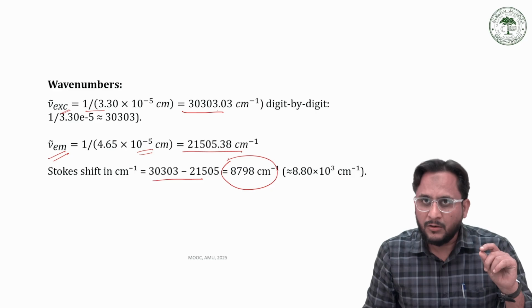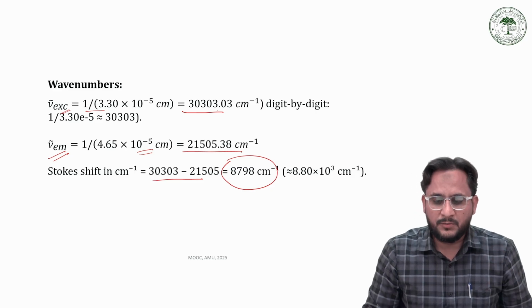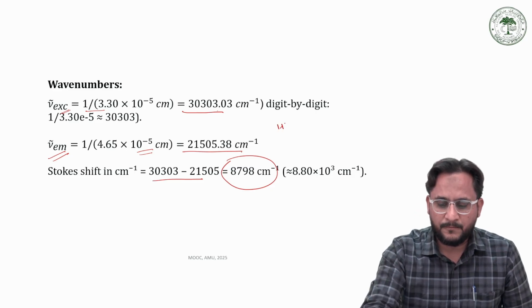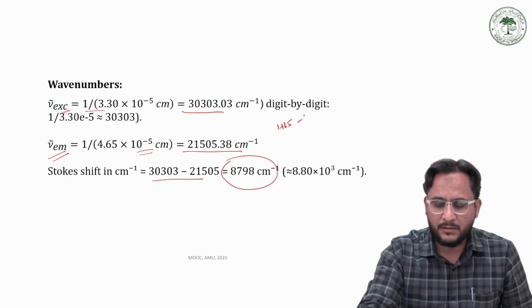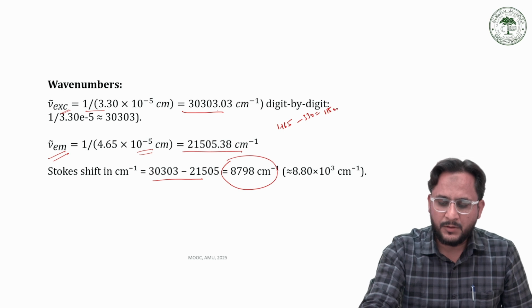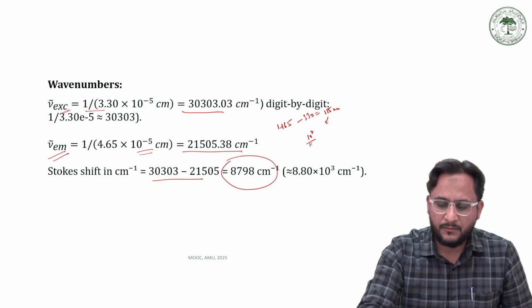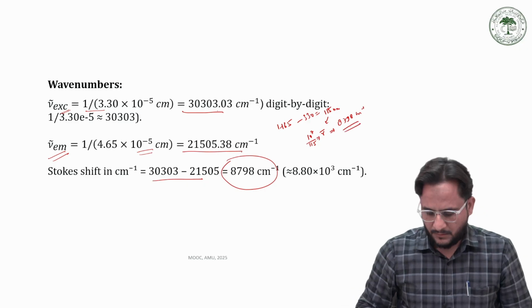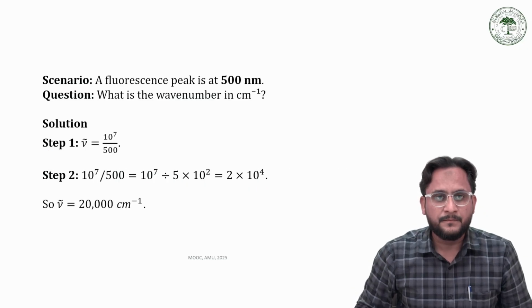This is a little bit long process, therefore it is better first of all to just subtract the two wavelengths to obtain the Stokes shift, which is 135 nanometers, then directly convert it by this relation. 10 power 7 upon 135 will give you the value of wave number, which is 8798. This is the easiest way of solving this question.